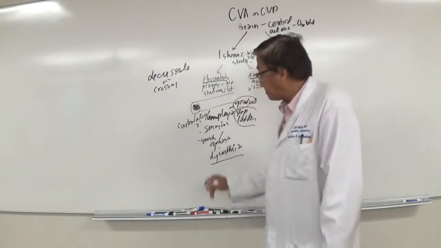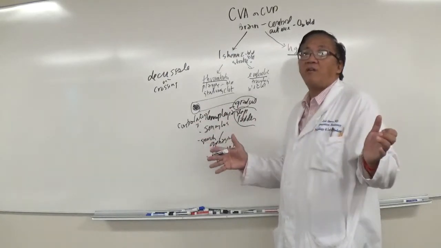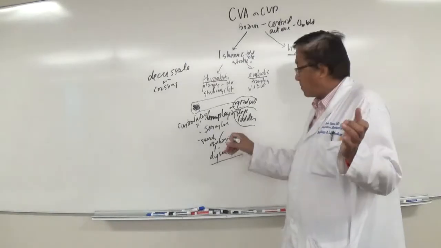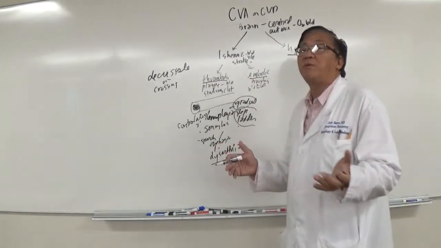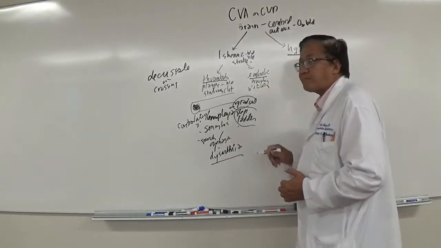Is that gradual? So from 6 p.m. to 6 a.m., in the span of 12 hours, the partial became complete paralysis. Okay, it's what you call a completed stroke. Stroke in evolution. What about embolic?